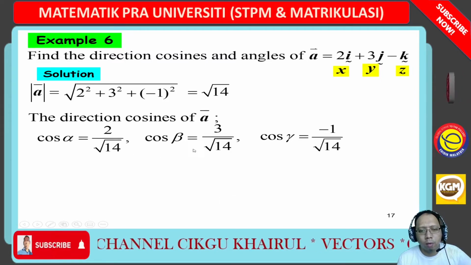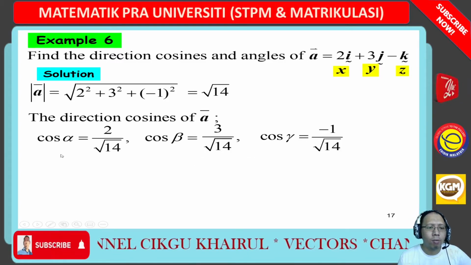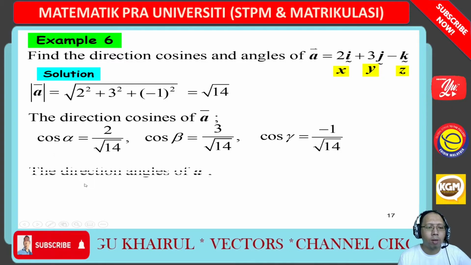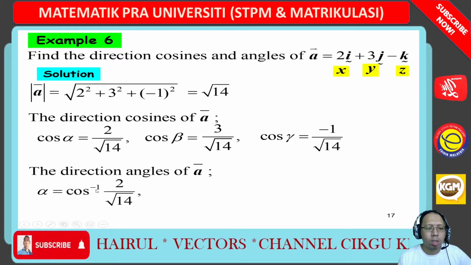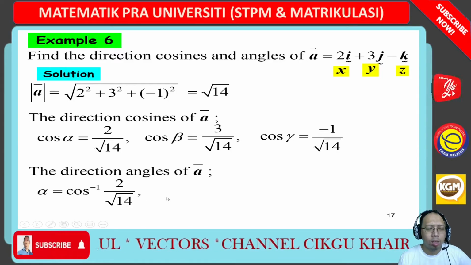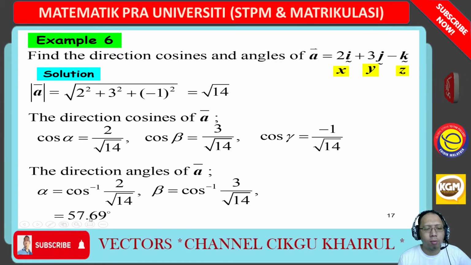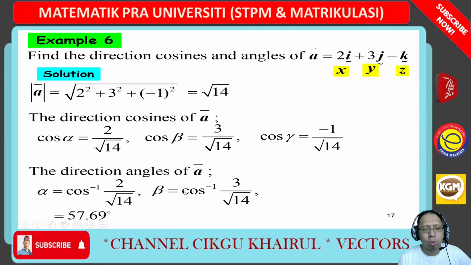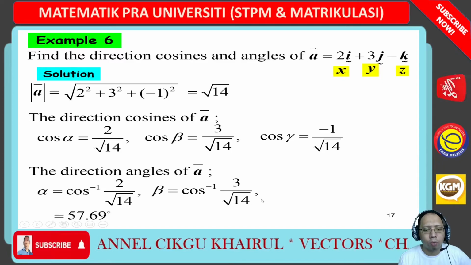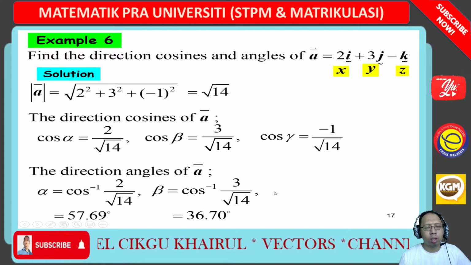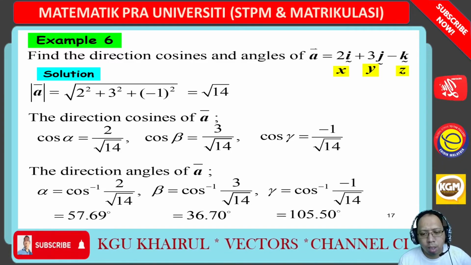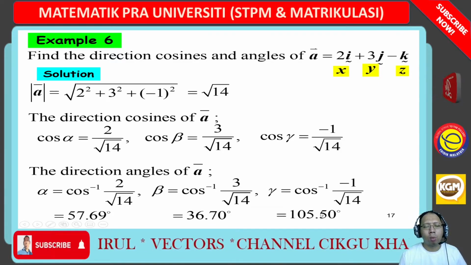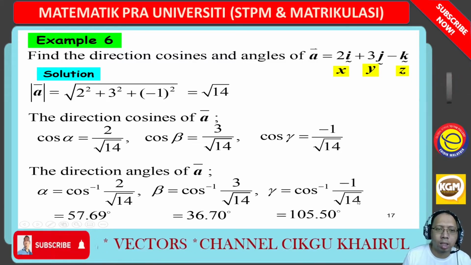So from here, from the direction cosines, we can find the direction angles. For this one, alpha equal to arc cos 2 over square root 14. So we get 57.69. Same for beta equal to arc cos 3 over square root 14. We get 36.7. And gamma equal to arc cos -1 over square root 14. We get 105.5 degrees.